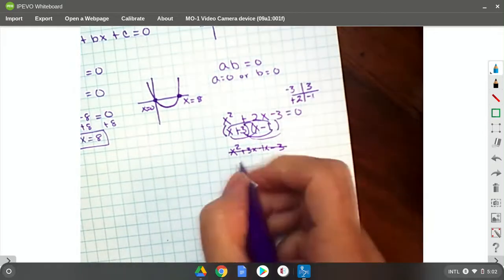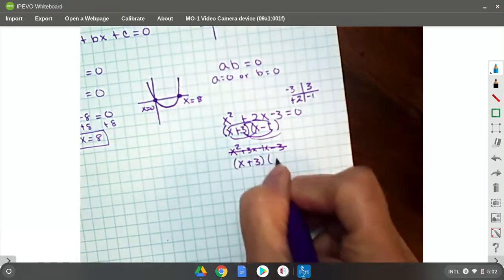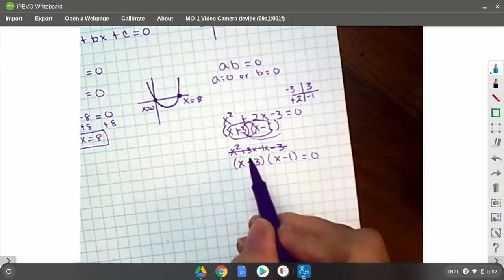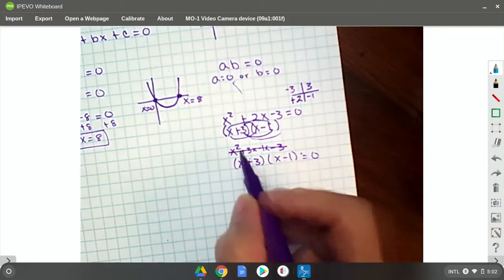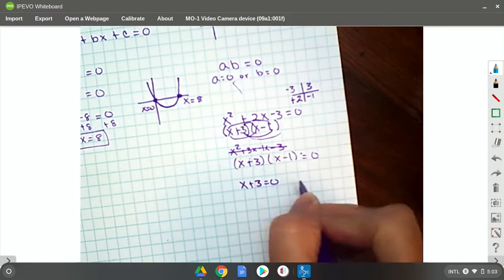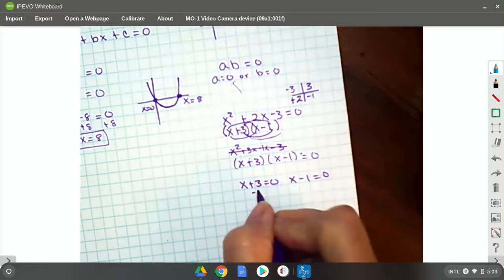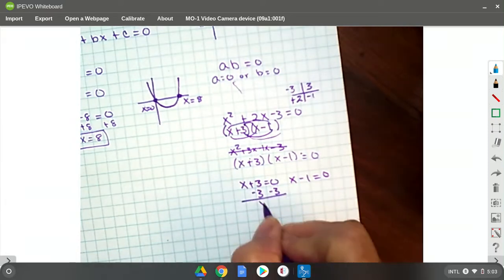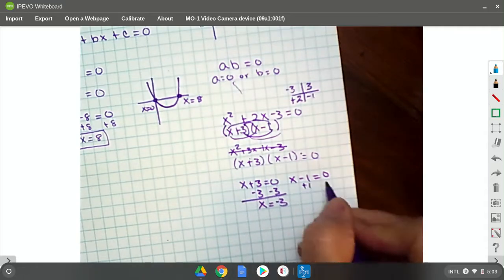All right, so let's finish factoring that. x plus 3 times x minus 1 equals 0. So there's my A, B. A times B equals 0. Somebody's got to be a 0. So I'm going to say x plus 3 equals 0 and x minus 1 equals 0. Subtract that 3. x equals negative 3. Add that 1.